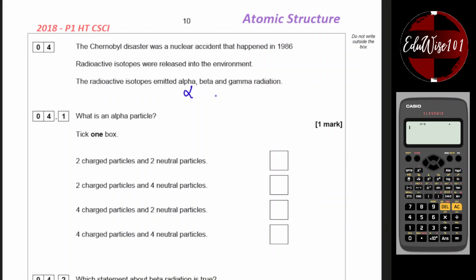So alpha, beta, and gamma radiation. What is an alpha particle? Now, an alpha particle is a helium nucleus. Remember, if you look in the periodic table, helium is the second element. So it has 2 protons and it has a mass of 4. Right? So tick one box: 2 charged particles, that would be the protons, and 2 neutral particles, that will be the neutrons, which makes the mass up to 4. So it would be the first option.